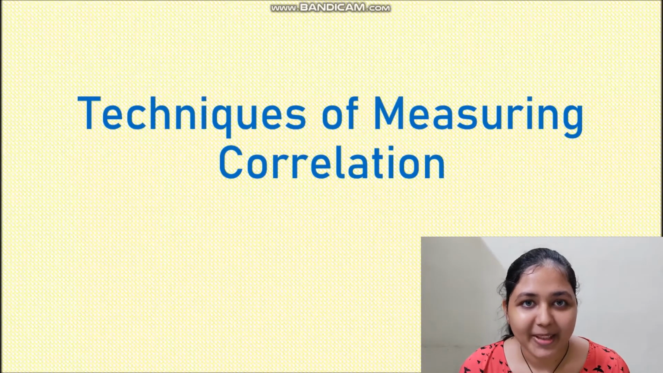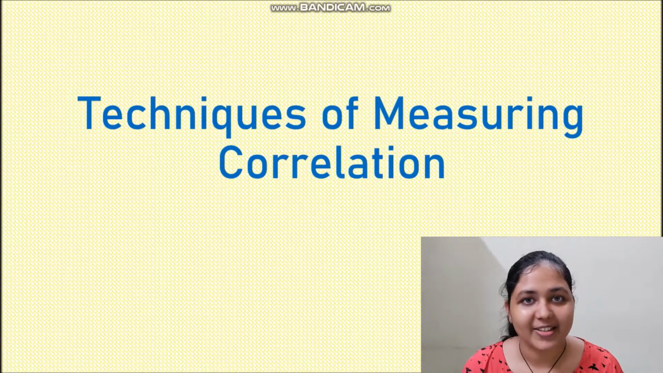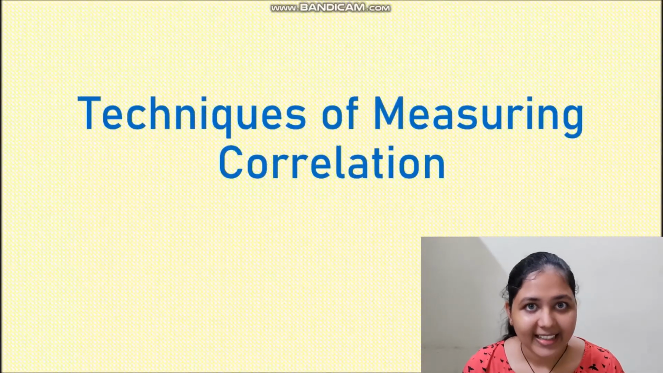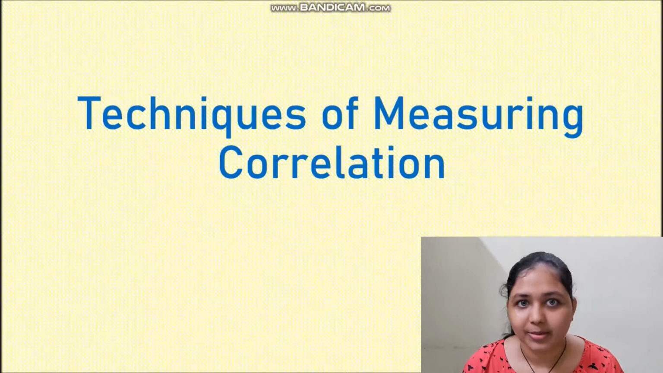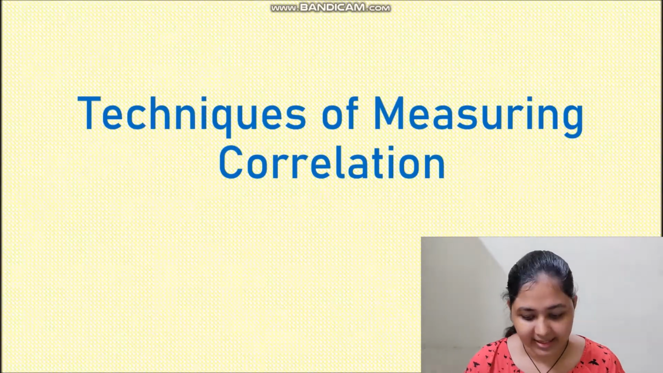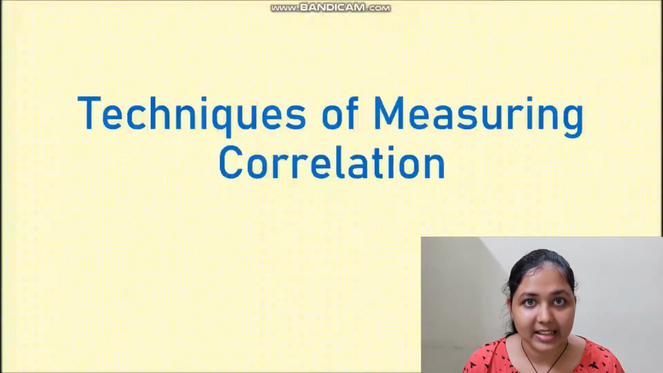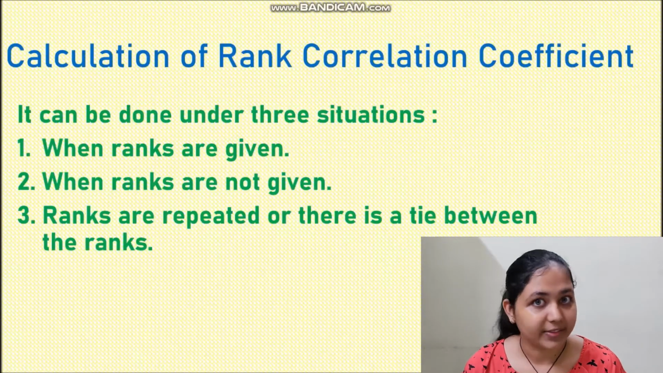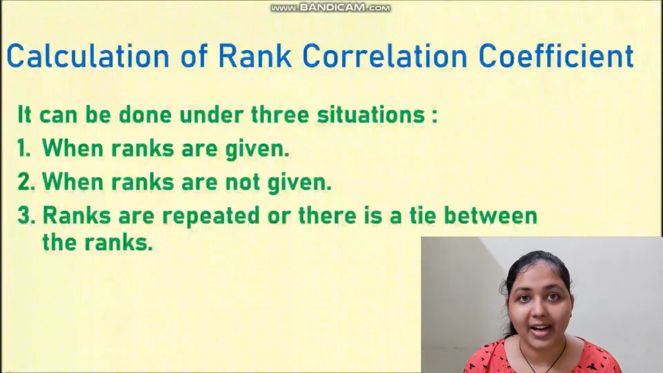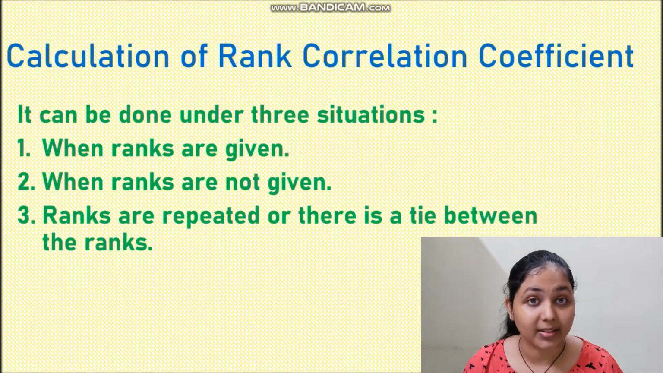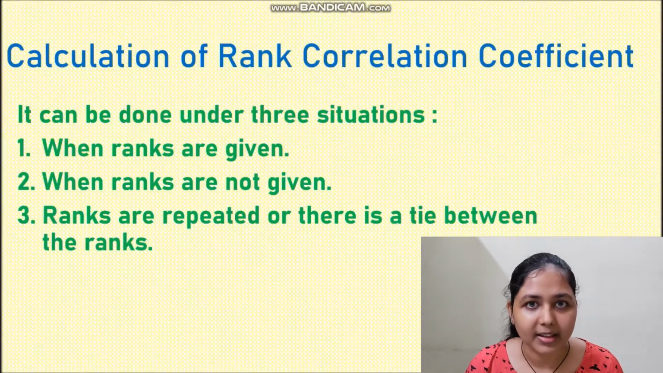So in the last video we learned about Spearman's rank correlation, right? And as I told you, there were three cases. Let's have a look at what the three cases were. First one, when the ranks are given to us. Second, when the ranks are not given to us. And third, when the ranks are repeated, right?